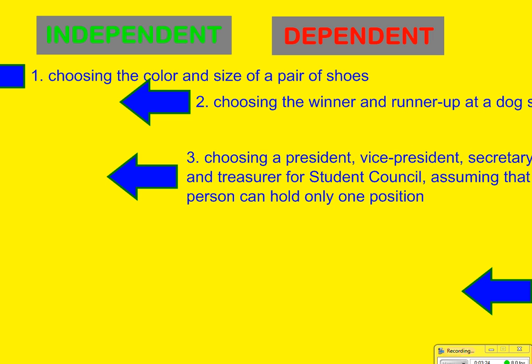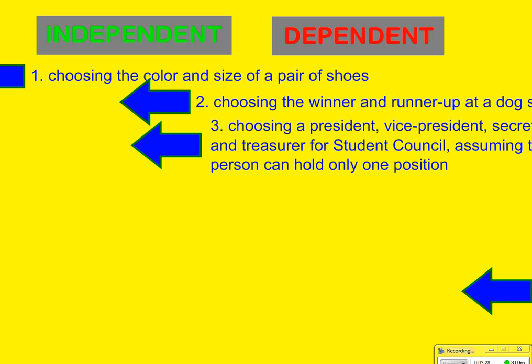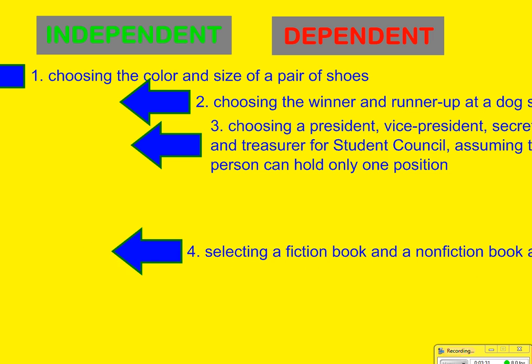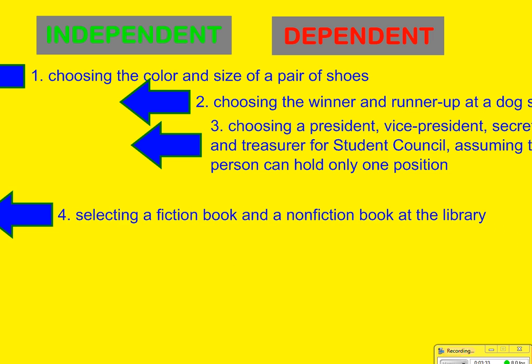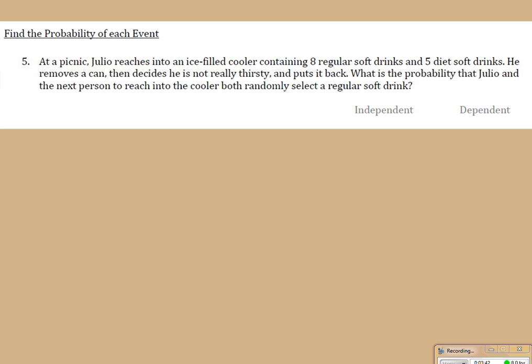Choosing a president, vice president, secretary, and treasurer for the student council. There you go. Boom. That's going to be dependent. Selecting a fiction book and a nonfiction book at the library. One has no effect on the other, so that's going to be independent. All right, so the top and the bottom are going to be independent. The middle two are going to be dependent.